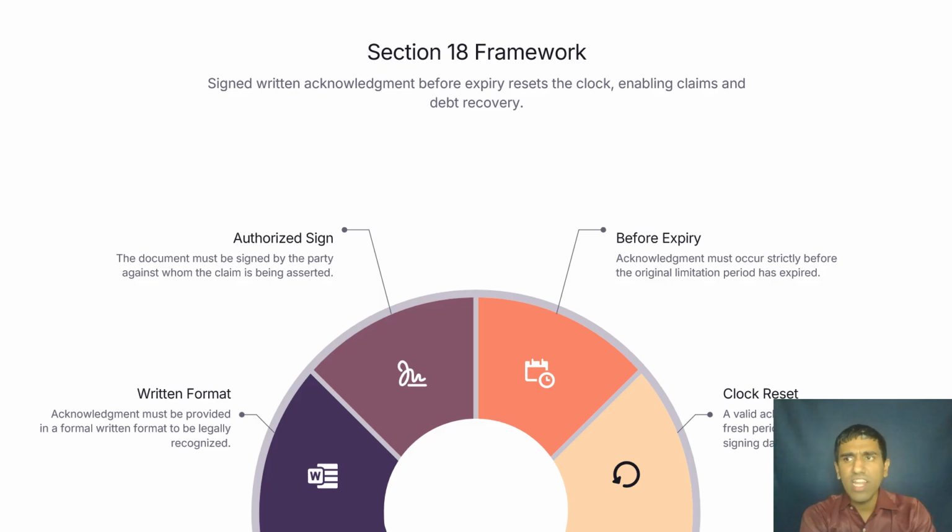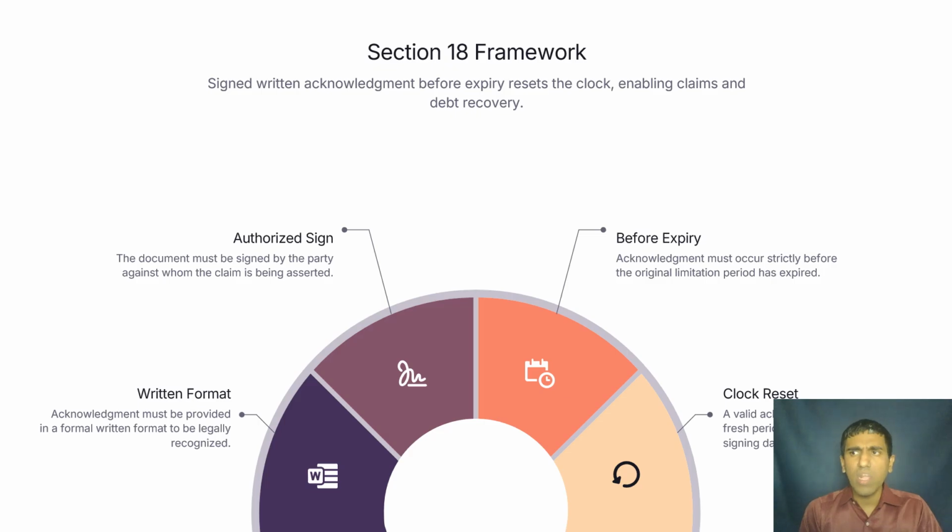Then under section 18, if before the expiry of the limitation period for filing the case, one party has signed a written acknowledgement where he has acknowledged his liability or any such due against the aggrieved party, the party which is about to file the case, then a fresh period of limitation would be computed from the date of the signing of such written acknowledgement.